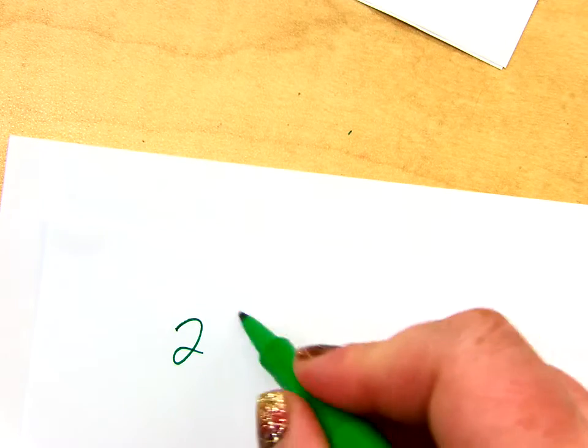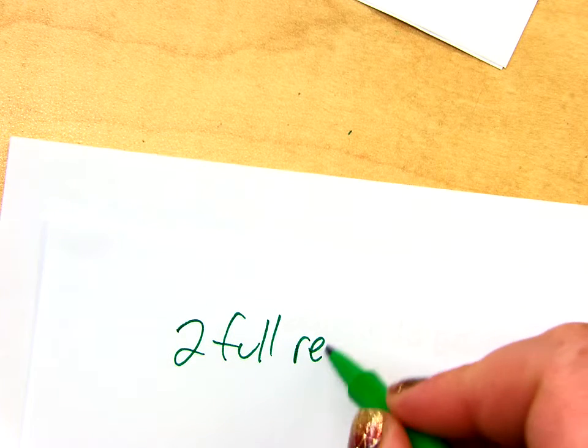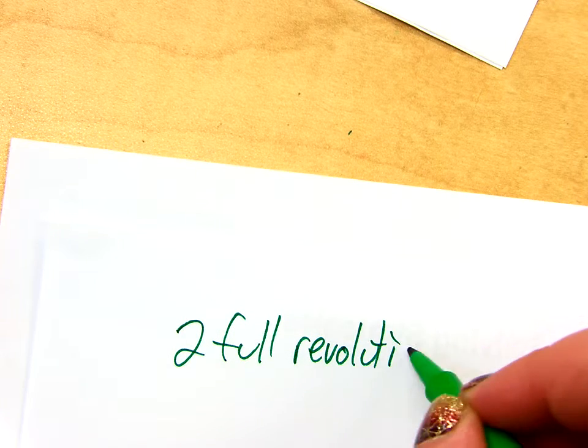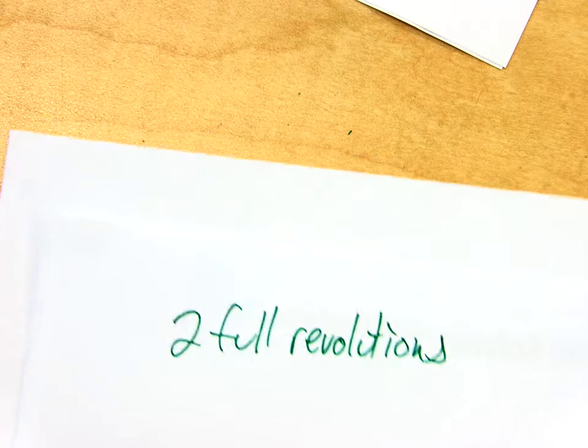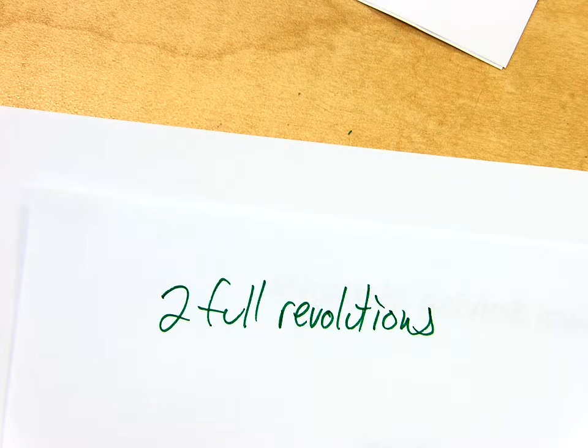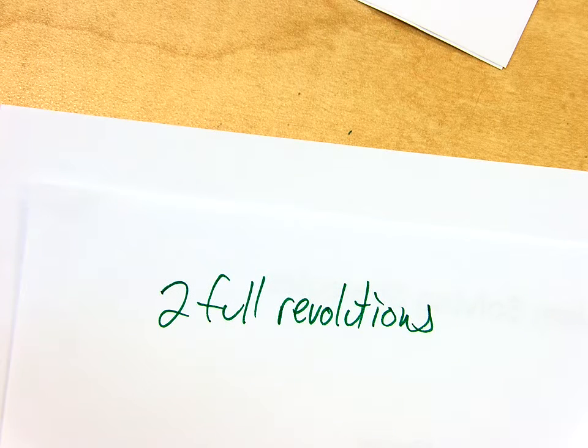Right? You with me? So, 2 full revolutions. How many degrees is that? 360 times 2, right? Because 1 revolution is 360. So 360 times 2 is 720.